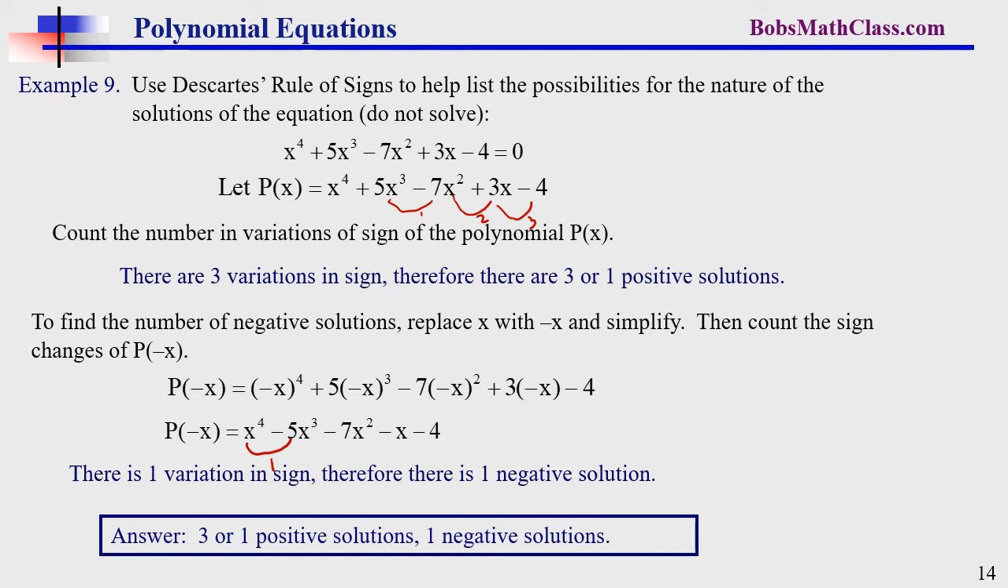So that's it. We have 3 or 1 positives and 1 negative. So if we're looking for a solution, I would probably try the positives, because we know we have at least 1 positive, maybe 3, maybe only 1. Again, those 2 could be complex. So what that means is you could have 3 positives and 1 negative. There's our 4 solutions. Or you could have 1 positive and 1 negative, and those 2 could be complex. How do we get complex? When you get a negative in the square root when you're using the quadratic formula. That gives us the i.